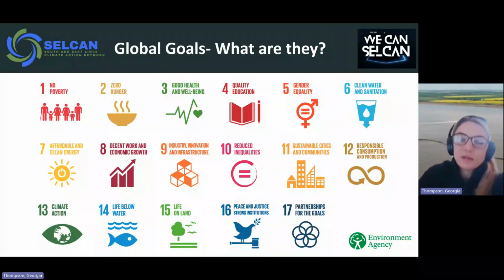So, global goals, UN SDGs, United Nations Sustainable Development Goals. What are they? The 2030 Agenda for Sustainable Development, adopted by all United Nations members in 2015, created the 17 World Sustainable Development Goals, which are more commonly known as the SDGs or the Global Goals. The SDGs represent a universal call to action to end poverty, protect the planet, and ensure that people enjoy peace and prosperity by 2030.